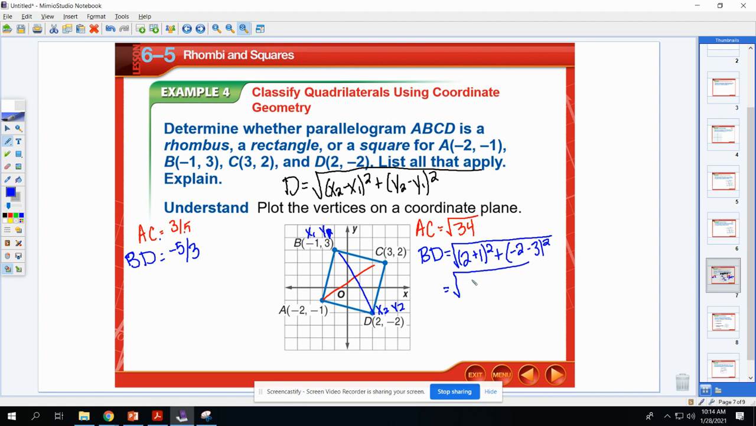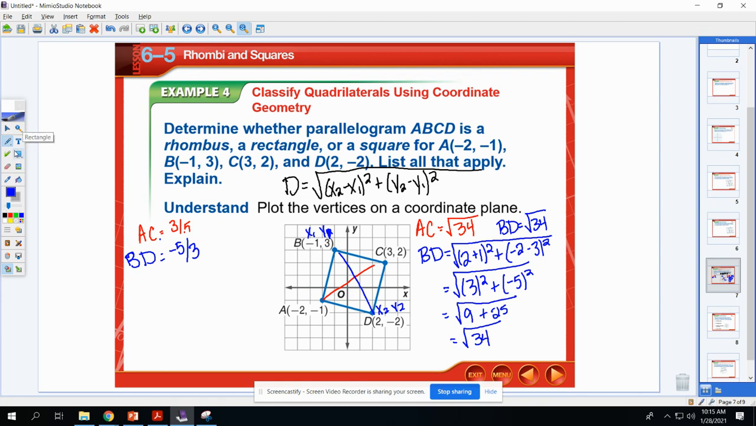Alrighty, now simplifying here, 2 plus 1 gives us 3 squared. Negative 2 minus 3 gives us negative 5 squared. So hopefully you guys can see from here, we know we had 3 and 5 in the last one as well. That's going to give us 9 and 25, which again gives us the square root of 34. So AC is the square root of 34, BD is the square root of 34, obviously those are congruent. So not only are our slopes negative reciprocals, but our distances are also congruent.